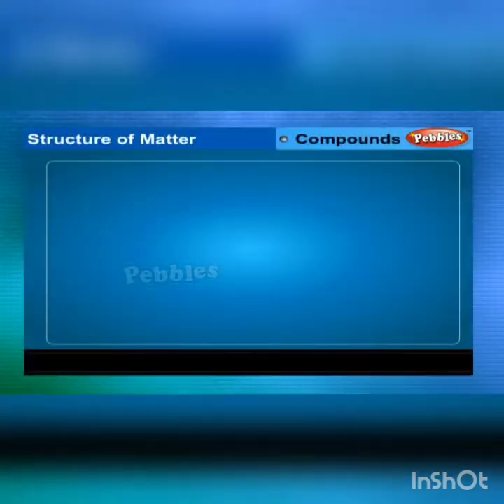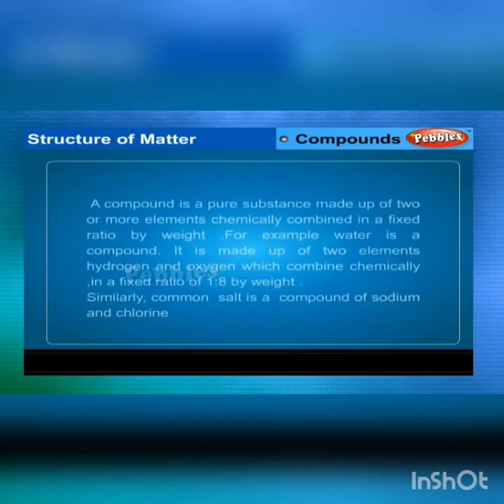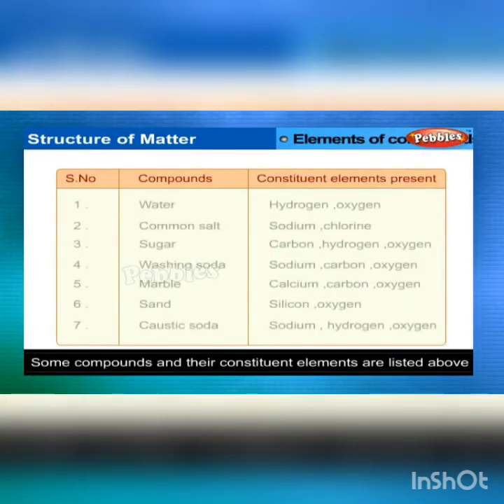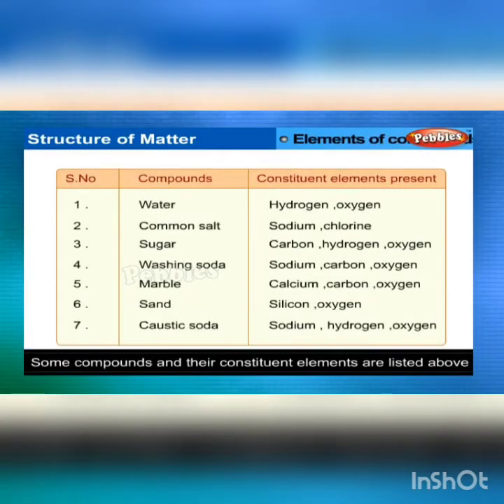Compounds. A compound is a pure substance made up of two or more elements chemically combined in a fixed ratio by weight. For example, water is a compound. It is made up of two elements, hydrogen and oxygen, which combine chemically in a fixed ratio of 1:8 by weight. Similarly, common salt is a compound of sodium and chlorine. Some compounds and their constituent elements are listed above.